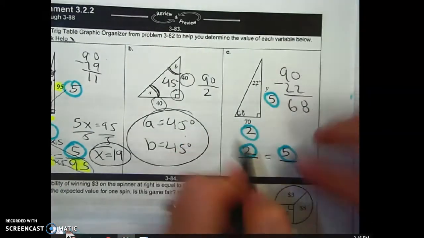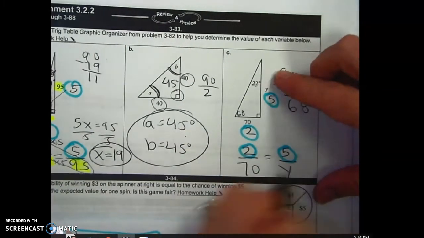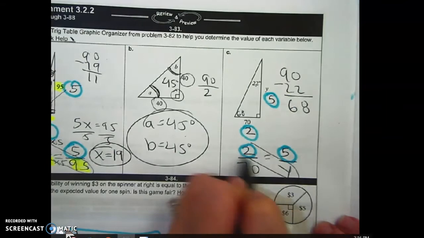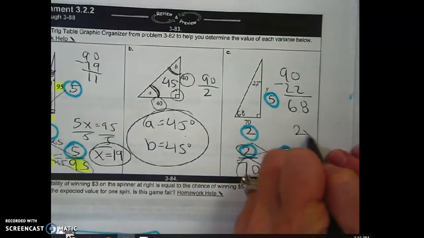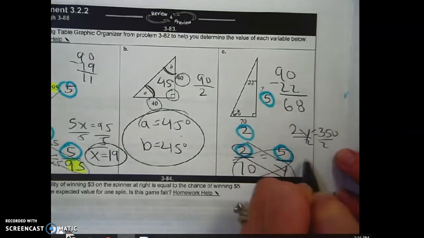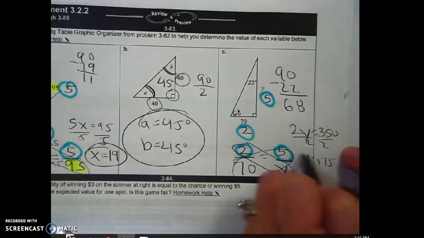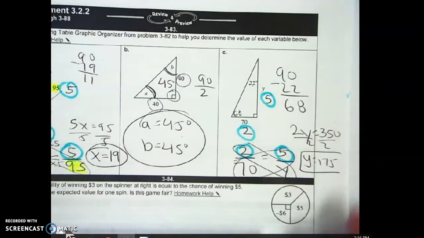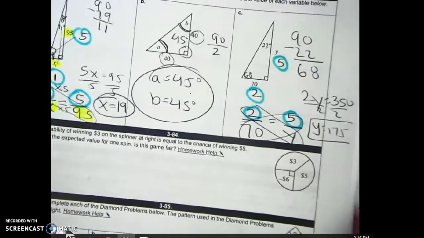Who is the 2 with? The 70. Who's the 5 with? The y. Make an x, multiply what touches. 2y equals 350. Divide by 2, divide by 2, y equals 175. Okay? All right, expected value of winning.